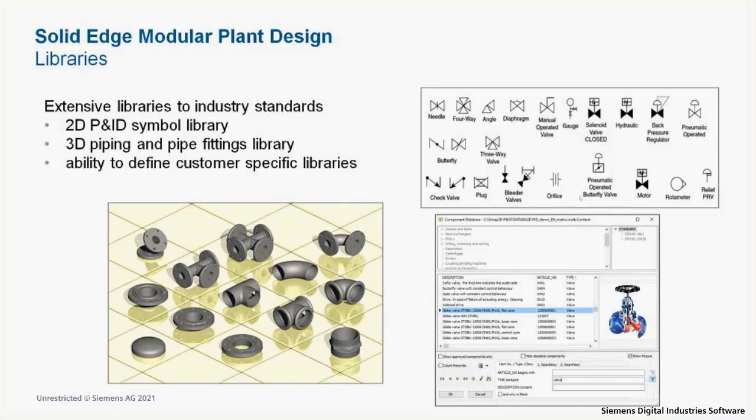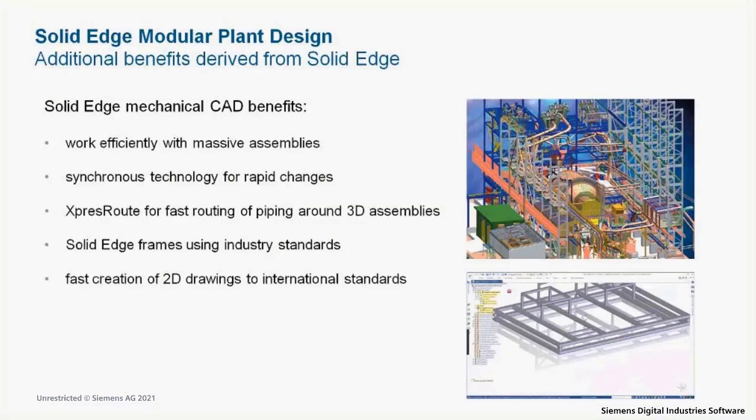Now, we do provide you out of the box with an extensive library of industry standard symbols for P&ID and industry standard fittings for the 3D piping, a pipe fitting library of parts, gaskets, elbows, T's, those types of things. And as you see down here at the bottom, we can also create customer-specific libraries. So each customer can expand these out-of-the-box libraries and put in their own custom components and tailor it to meet their needs to save time, which saves money, of course.